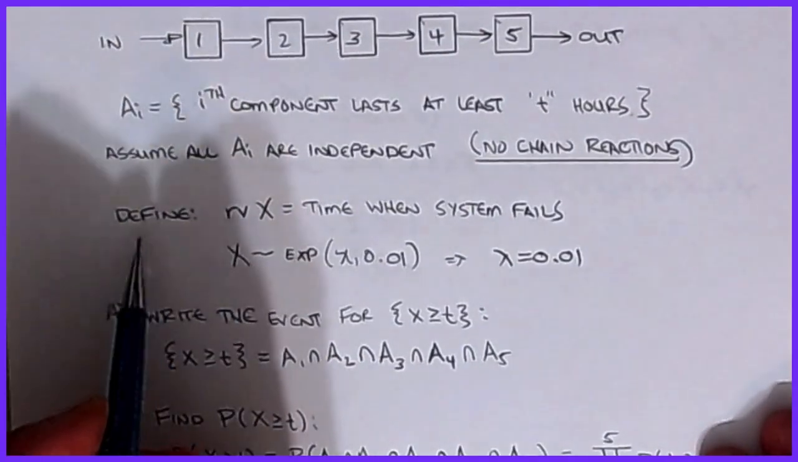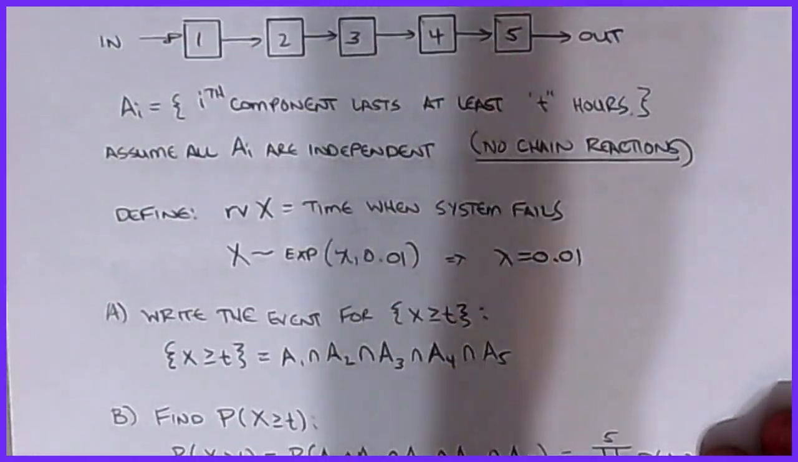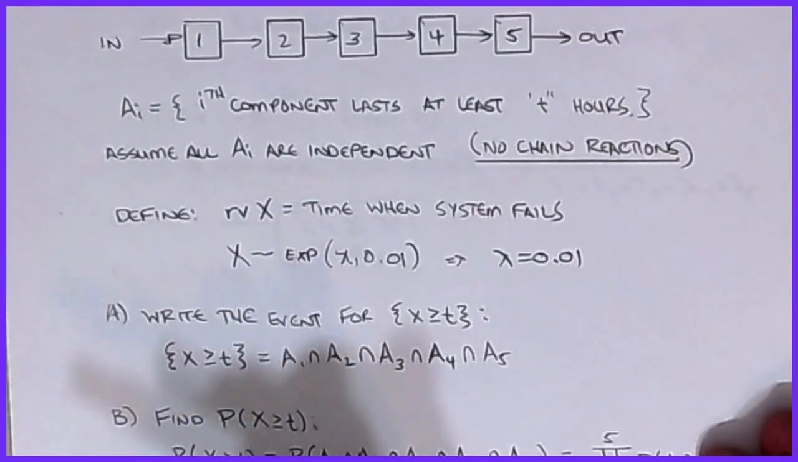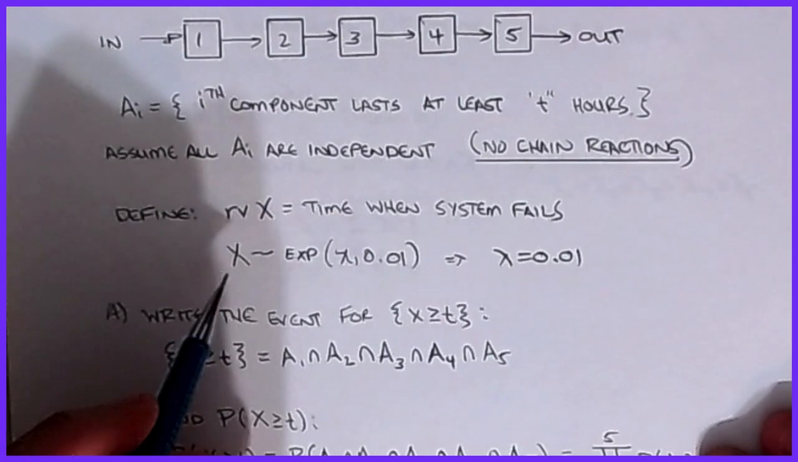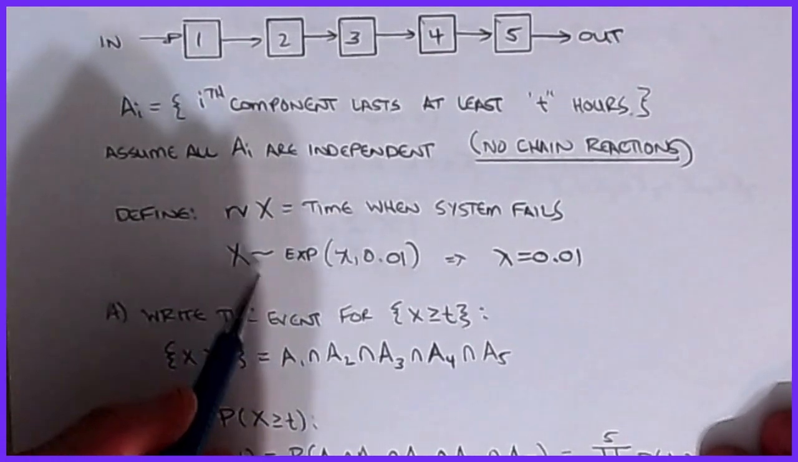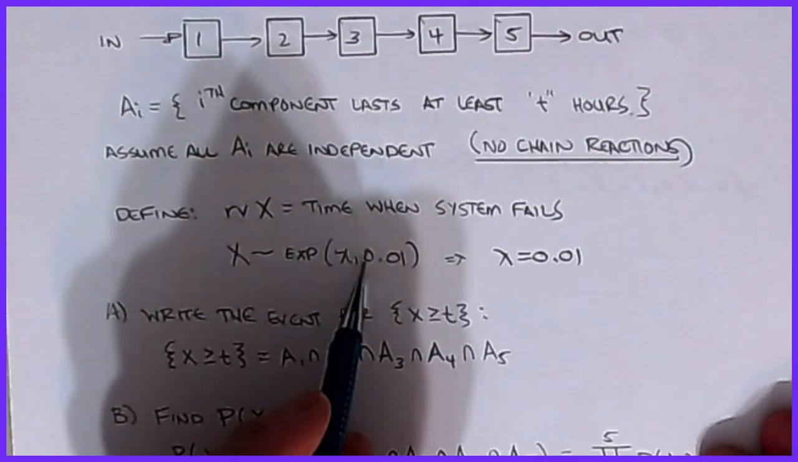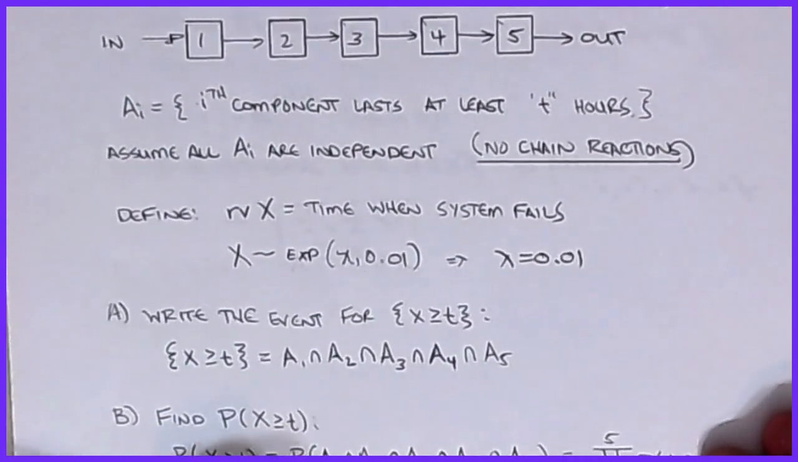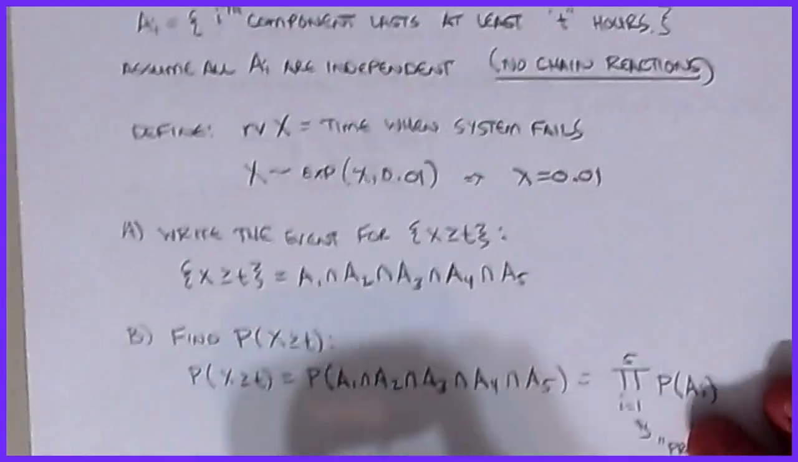So what we're going to do is define a random variable x as the time t when the system fails. If we start measuring time now at time equals 0, then time t is the time when the system will fail. In this case, the random variable x is exponential, and it has a lambda of 0.01. So it's basically a 1% kind of arrangement. If we can define the lambda, then we should be all right.